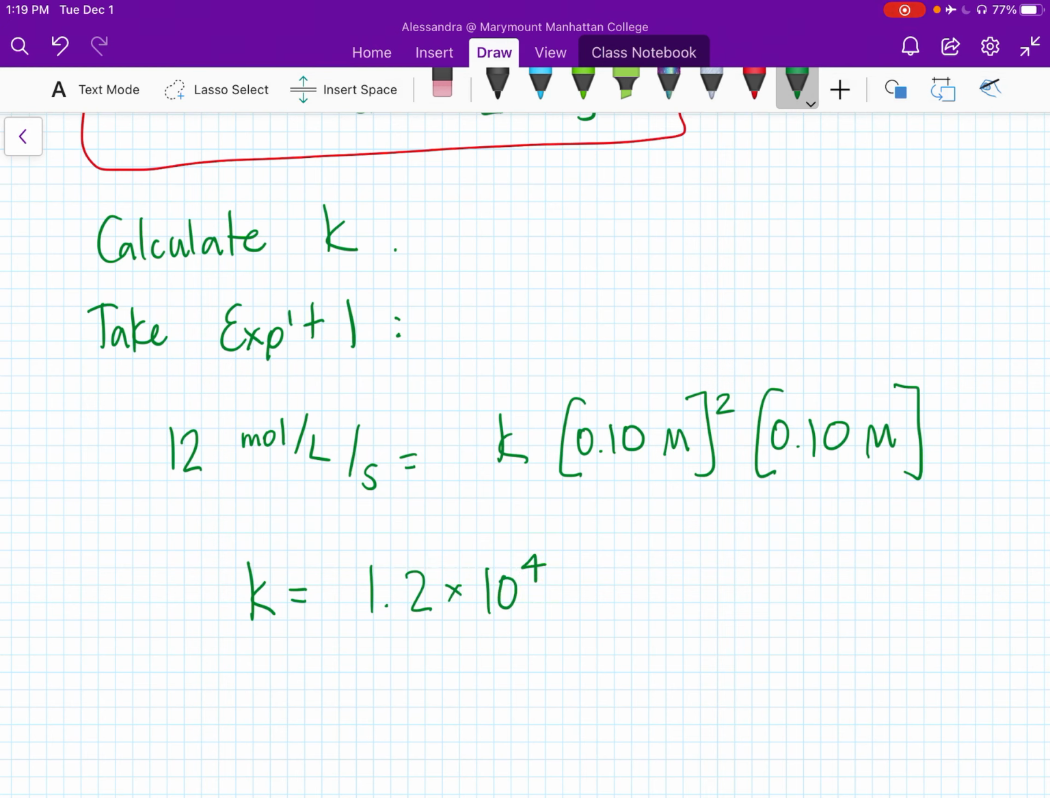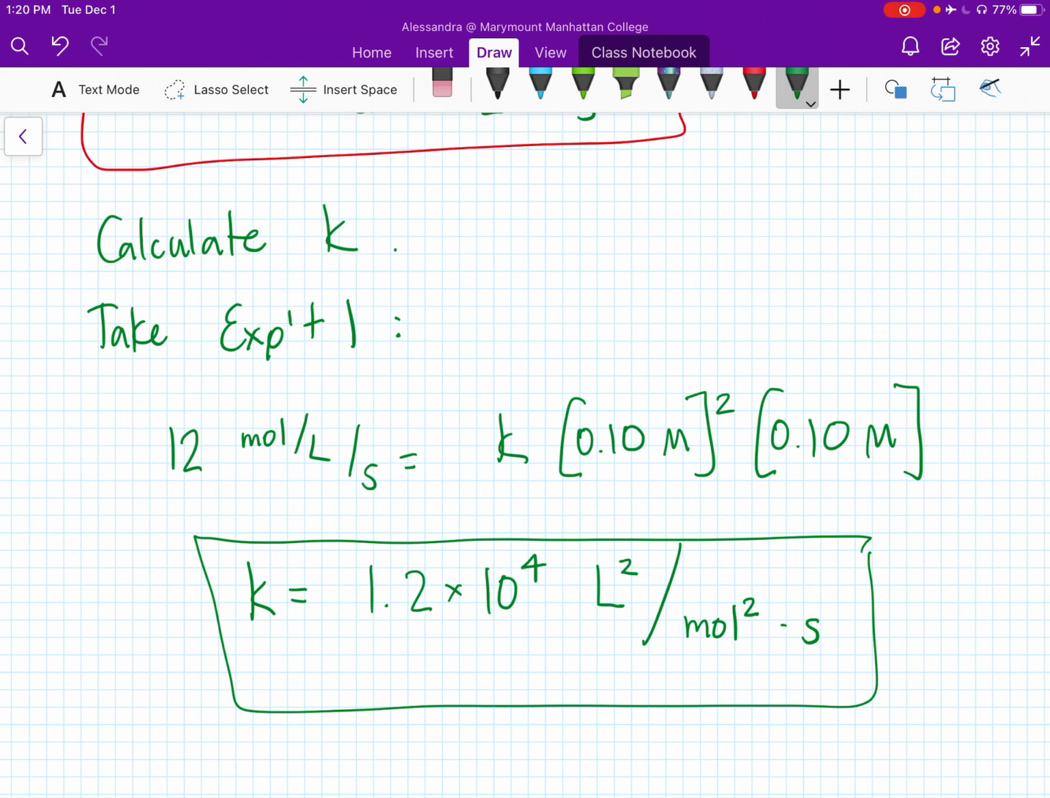The units I have to get from doing the math, and the units are really going to depend on the reaction order here. If you notice, one of the molarities is going to cancel, but then I'm still going to have the other 2. I'm going to end up with the reciprocal of that kind of squared molarity. So it's going to be liter squared over mole squared seconds. This is going to be the value for the rate constant for this reaction, and you should get the same value regardless of which experiment you choose to calculate it.